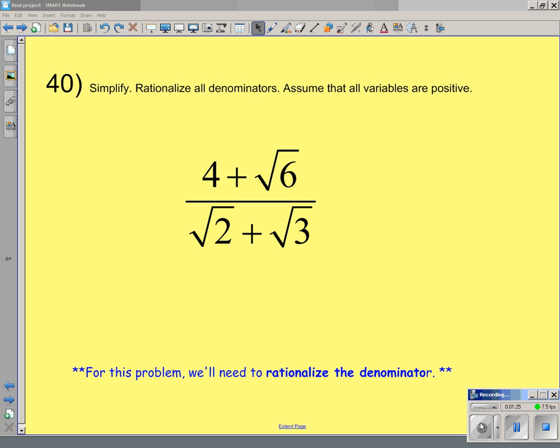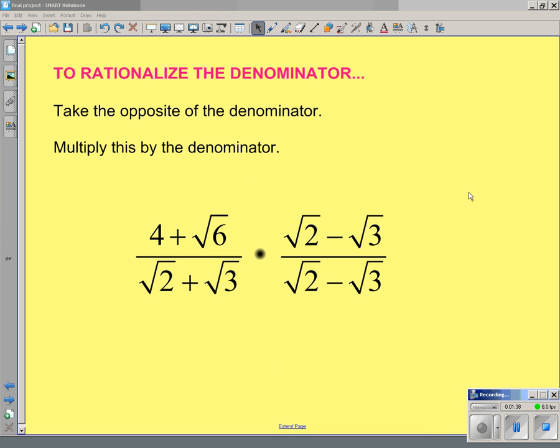Then for number 40, it says simplify, rationalize all denominators, and assume that all the variables are positive. Same direction. But for this one, we actually need to rationalize the denominator because we have a denominator. So to rationalize the denominator, you multiply by the conjugate, the opposite of the denominator. So if that's a plus, that turns into a negative.